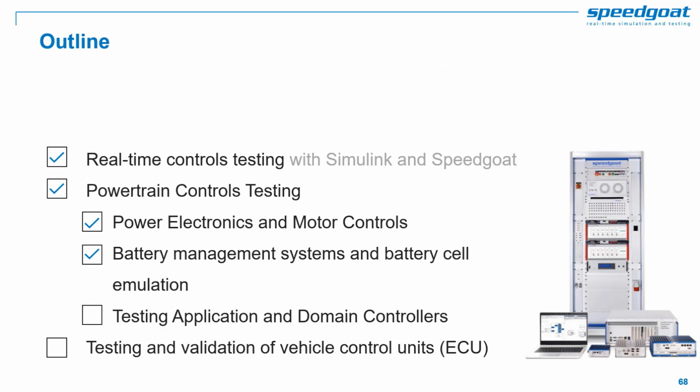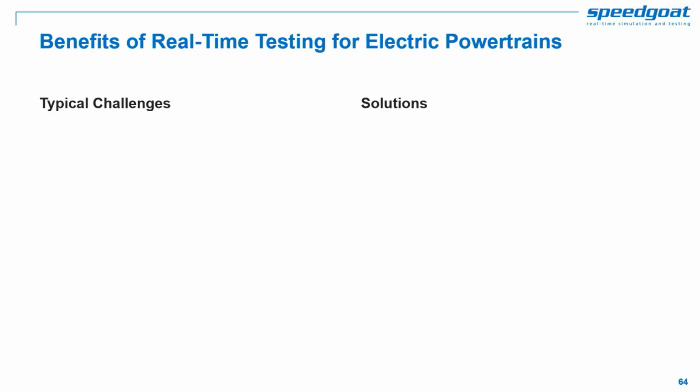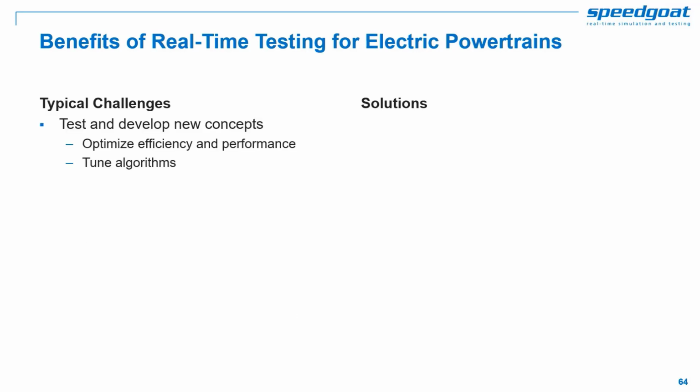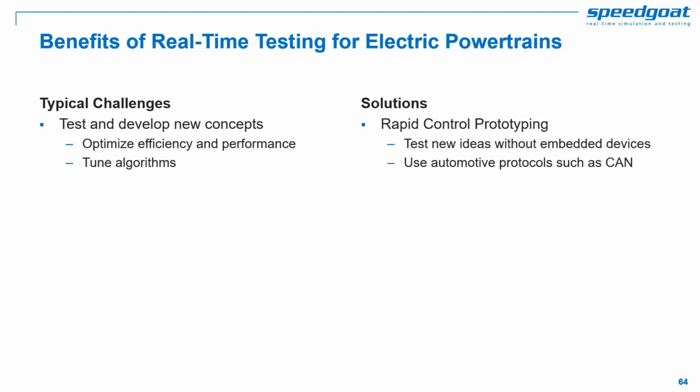With these stories, we can conclude this chapter on battery management systems and battery cell emulation and move to testing electric vehicle powertrains. Let's look at typical challenges and benefits of real-time testing for electric powertrains. To optimize efficiency and performance of electric powertrain controls and tune algorithms such as regenerative braking or torque vectoring, we use rapid control prototyping. You can test and develop new concepts in the field without embedded devices and leverage automotive protocols such as CAN or FlexRay to connect to prototypes.